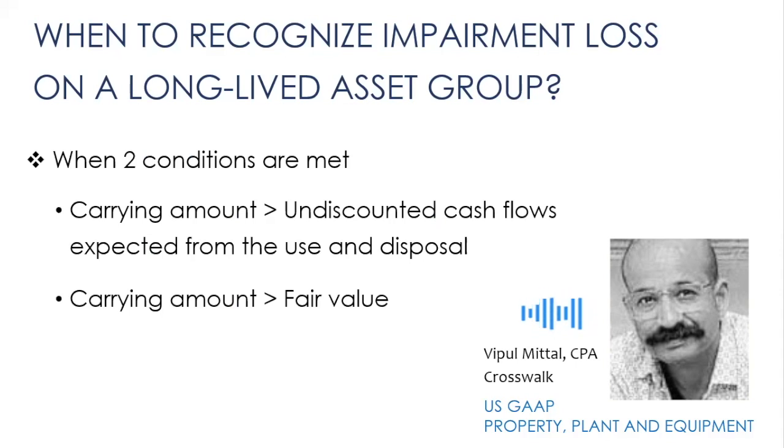So these two conditions must be met for you to recognize impairment loss. That carrying amount is more than undiscounted cash flows expected from the use and disposal of the asset group. And second, carrying amount of the asset group is more than fair value of the asset group. When these two conditions are met, you recognize impairment loss on a long-lived asset group.